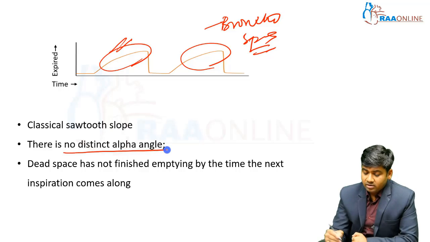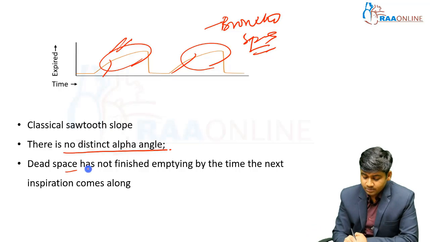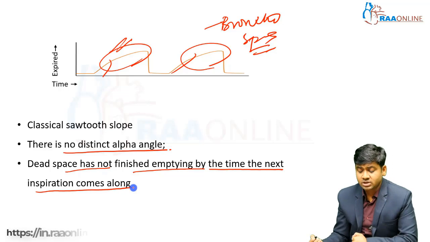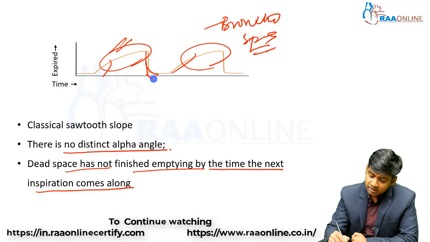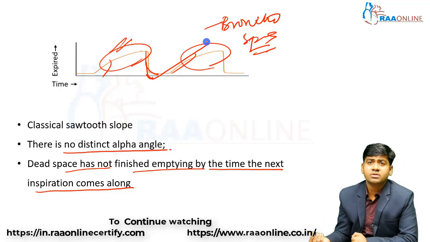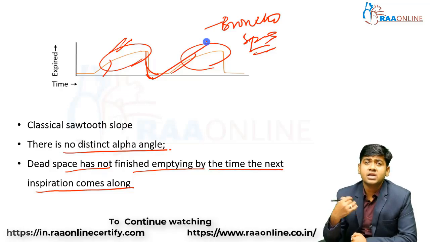No distinct alpha angle. Dead space has not finished emptying by the time the next inspiration comes along. So here the expiration is not finished yet, it does not reach the plateau, and another inspiration has started. So here it is a case of bronchospasm. Here there is partial emptying of the lungs.